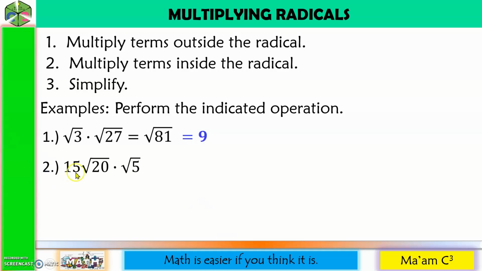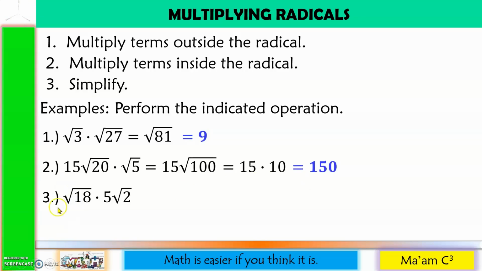Next example, 15 times 1 is equal to 15. 20 times 5 is equal to 100. So square root of 100. And square root of 100 is 10. So 15 times 10. And 15 times 10 is equal to 150.